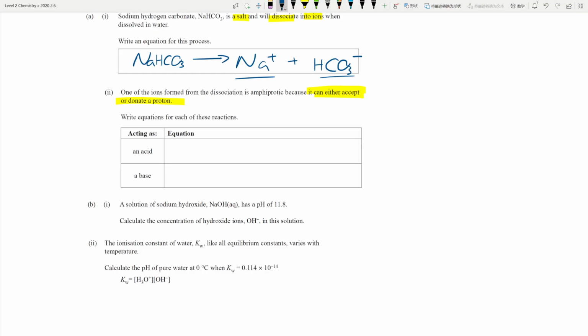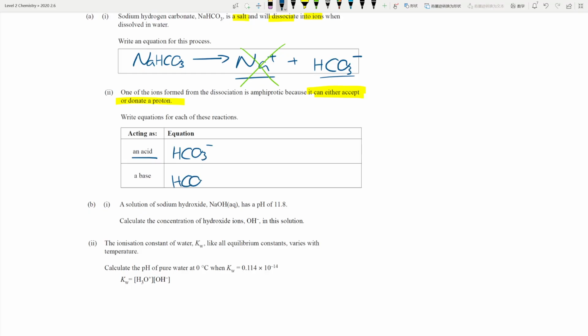So when it is acting as an acid, I can tell you already, it's not this guy, because Na plus doesn't do anything. You should know that from redox, from a lot of things that you learned this year, that Na sodium ions are spectator ions, they're very, very stable. They don't want to do anything else. So it is going to be the HCO3 minus.